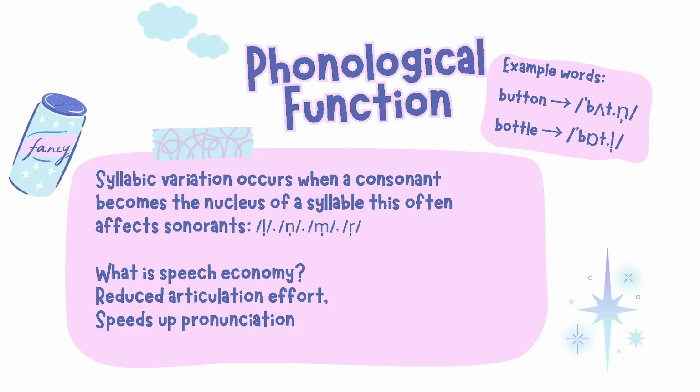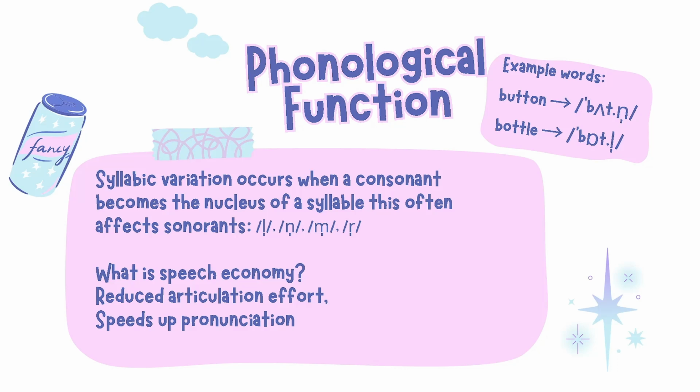On this slide, I will explain the phonological function of syllabic consonants. Syllabic consonants happen when a consonant takes the role of a vowel, becoming the nucleus of a syllable. This usually occurs with sonorant sounds such as n and l. The main reason this happens is speech economy, which means speakers try to make pronunciation faster and easier. For example, instead of saying button with a vowel in the second syllable, English speakers often say it as button with the syllabic n. This makes the speech more efficient.